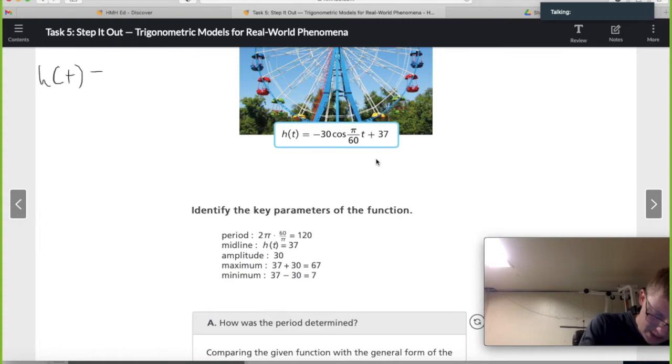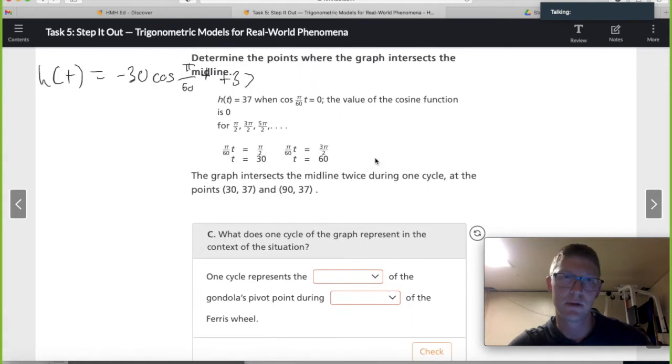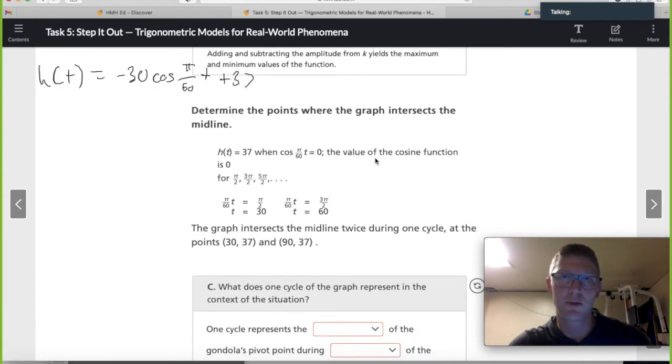So h of t equals negative 30 cosine pi over 60 t plus 37. Determine the points where the graph intersects the midline. So the midline is at 37.